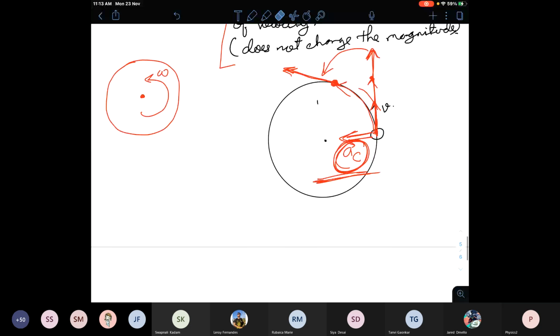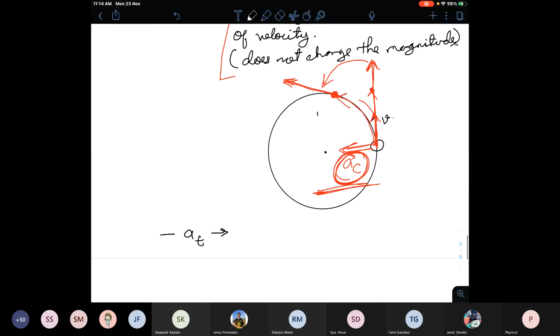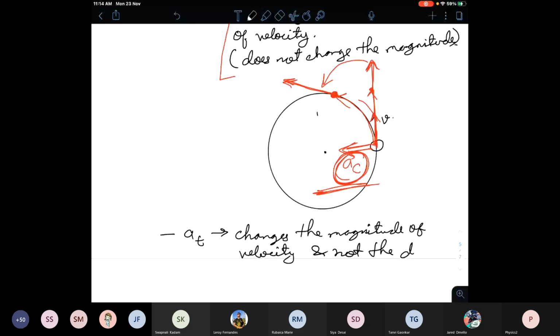Now let's talk about tangential acceleration. What is the work of tangential acceleration? It is just the opposite of centripetal acceleration. The tangential acceleration changes the magnitude of velocity, and not the direction of velocity.